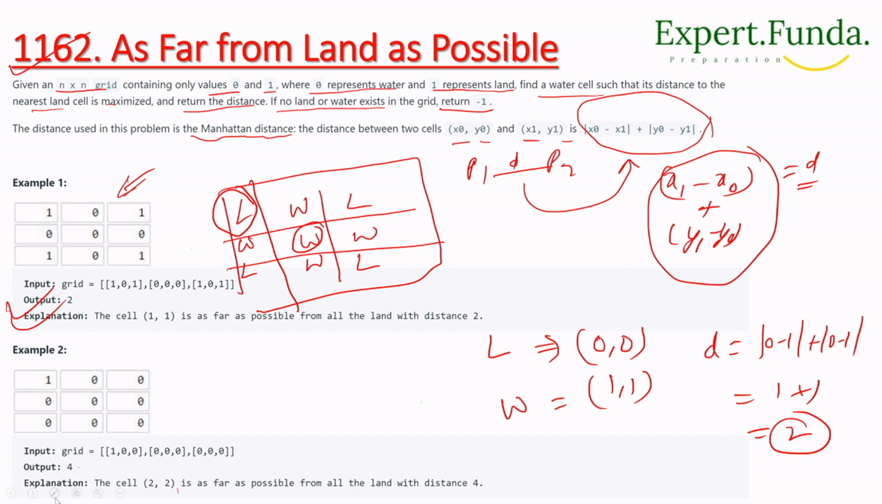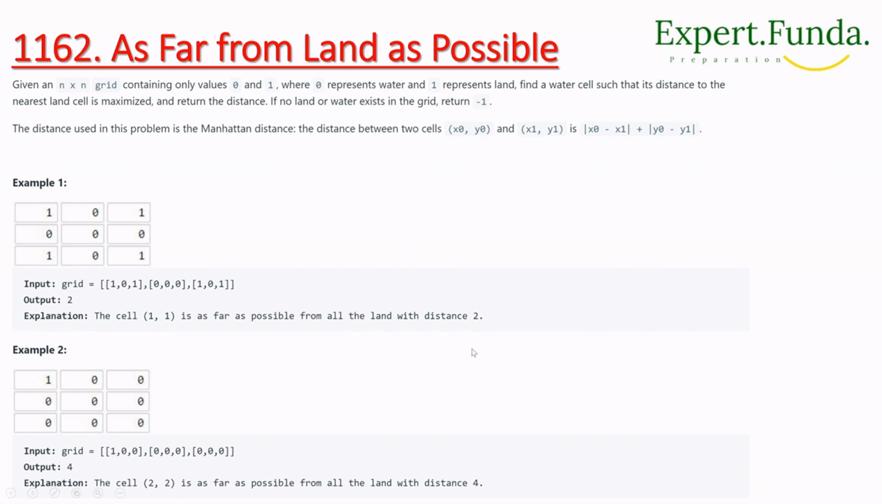Let's suppose we have the example 2, this one. In example 2, at x0 and y0, meaning 0 0, we have given land, right? But everything else at these positions is water only. So we'll check all the distances, and come to the final one, this one.